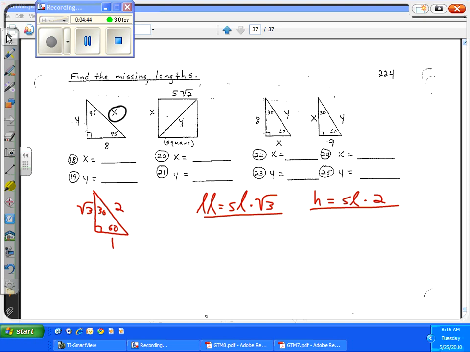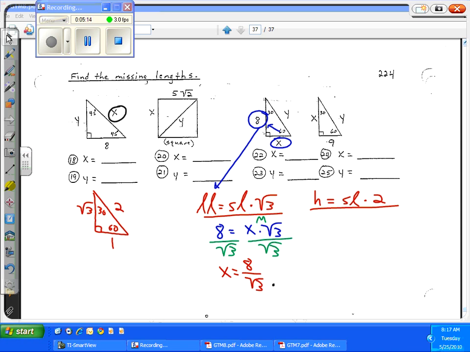Using the formulas, what we're given on this first one is the long leg 8. The long leg is opposite the 60. So we're going to put that in place of long leg, and we're going to have long leg 8 equals short leg x times the square root of 3. We would then undo multiplication by division. So we divide by square root 3. So that gives us x equal 8 divided by square root 3. You can't have a radical in the denominator, so we're going to rationalize the denominator, which gives us 8 square root 3 over 3.